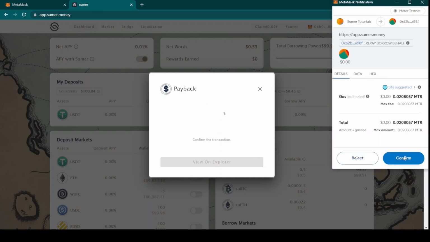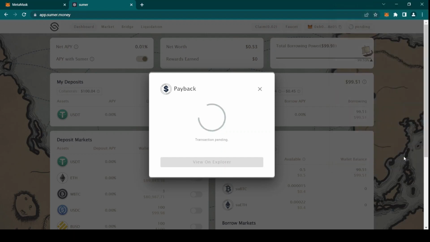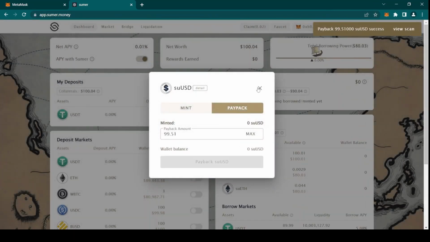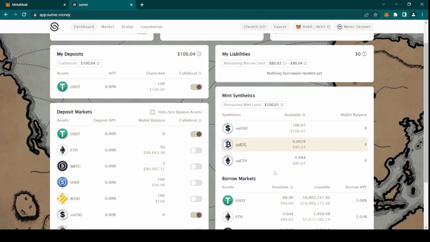Post-approval of spending cap, the second transaction will be repayment of SUUSD to the Sumer protocol. Remember that the synthetic assets will always be priced equal to the base assets within the Sumer protocol. SUUSD will always be equal to $1. SUBTC will always be equal to 1 BTC and SUETH will always be equal to 1 ETH within the Sumer protocol.